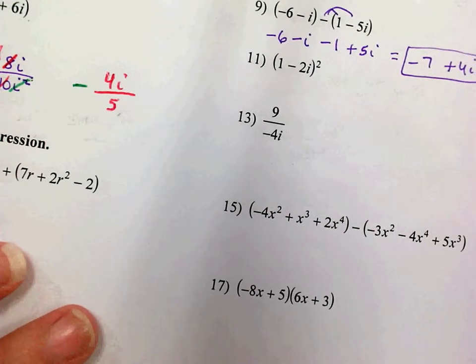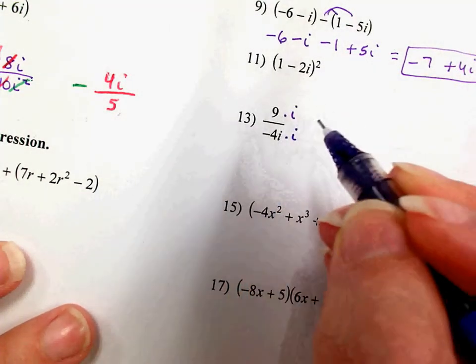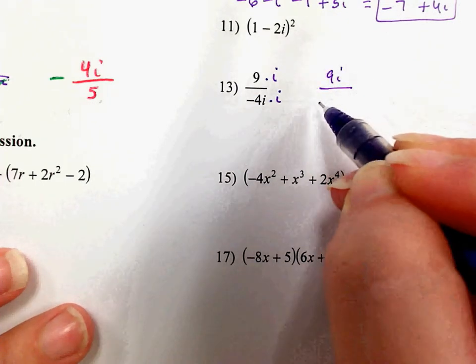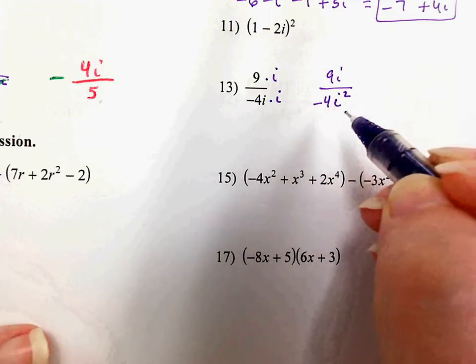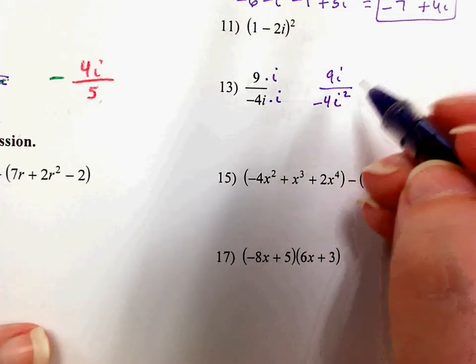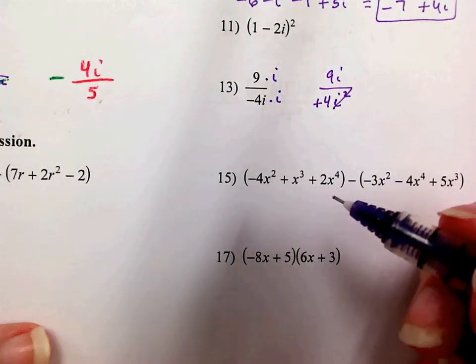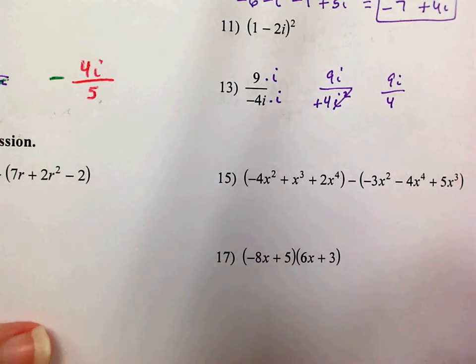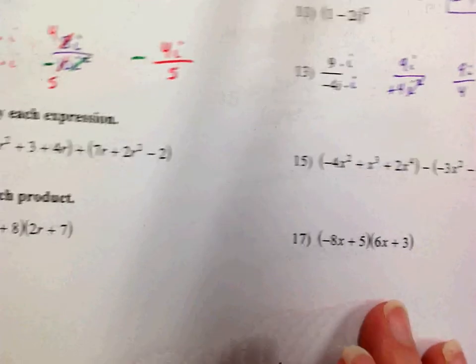Multiply by i. So what am I left with on top? And on the bottom? Yeah, negative 4i squared, and we said mark out the i squared and make it what? Positive 1. So I've got 9i over 4, and there you go. Nothing to simplify because 9 and 4 don't simplify, right? Okay. As far as we can.